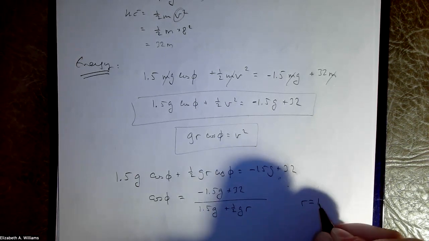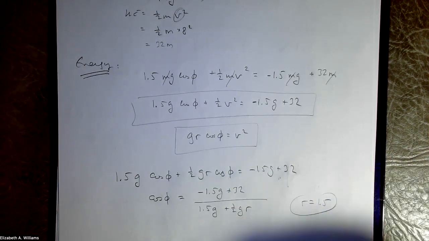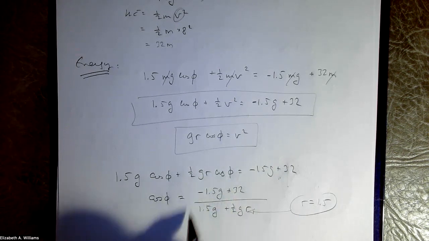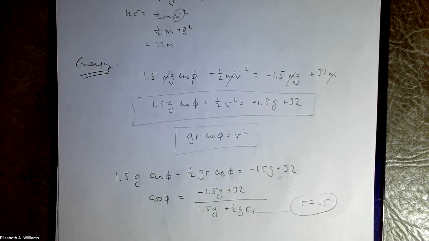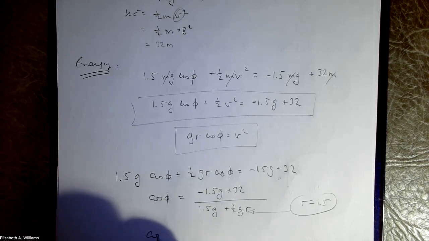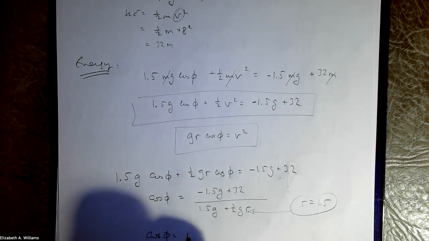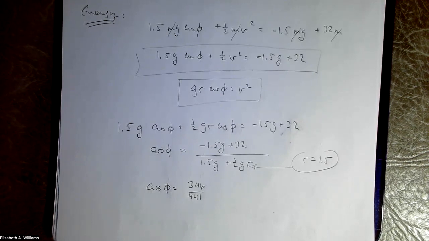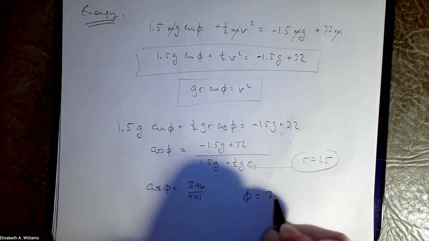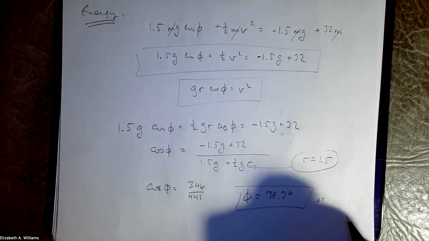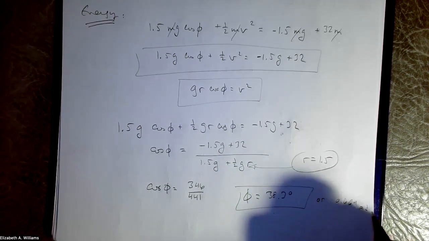And you know what? I know that R is 1.5. I didn't have to keep writing r. So I actually have a number to put in here. And this whole thing is just some number. If you slap it through your calculator, which I did do earlier and have now lost myself, you're going to get cosine phi is 346 over 441. Completely guessable fraction. No, it's not. 346 over 441. Inverse cosine, and you're going to get phi coming out as 38.3 degrees, or 0.669 radians, if you must.